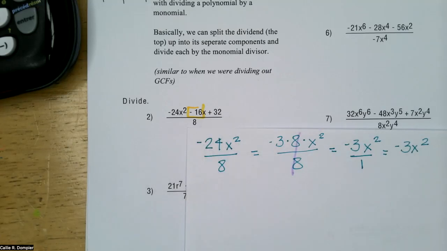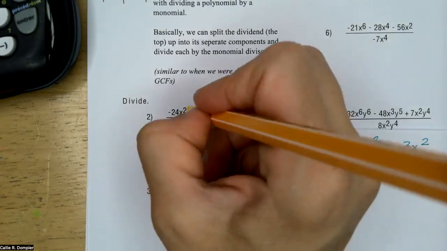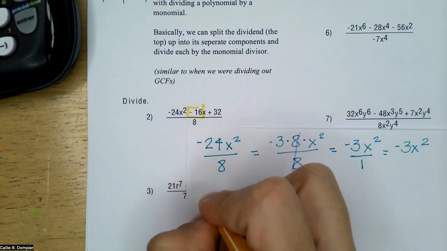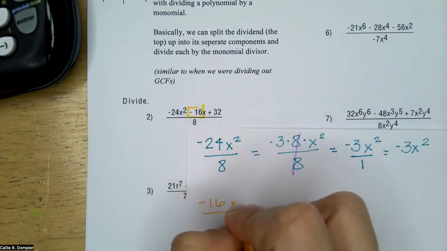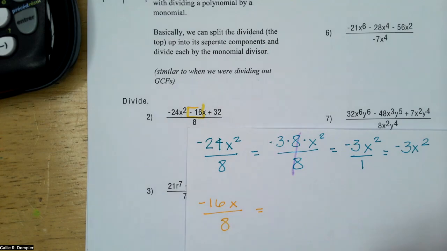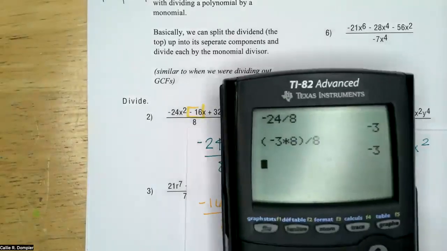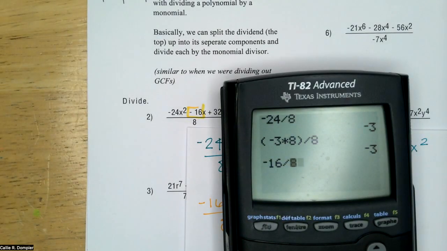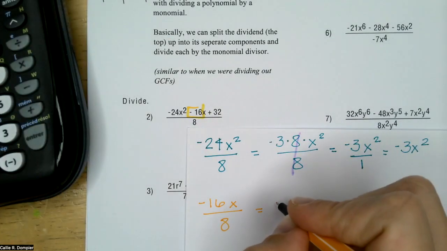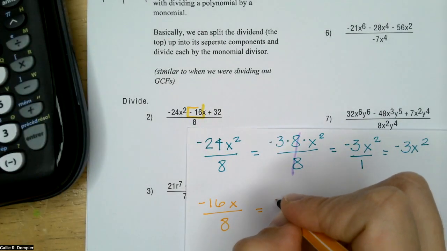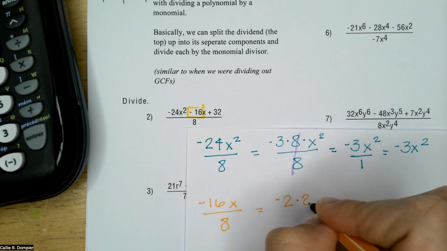Good. All right, next piece is negative 16x divided by 8. Again, we can just put negative 16 divided by 8 into the calculator. That's perfectly legitimate. We get negative 2, because negative 16 is actually negative 2 times 8.